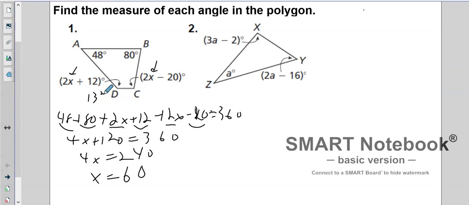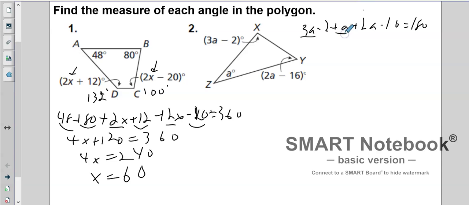And then again, 2 times 60 is 120. Minus 20 is 100 degrees. And if I add all those up, I don't know why I made this little 2 so small. If I add all 4 of those up, I will get 360. Now, in a triangle, they add up to 180. So I have 3a minus 2 plus just a plus 2a minus 16 equals 180.